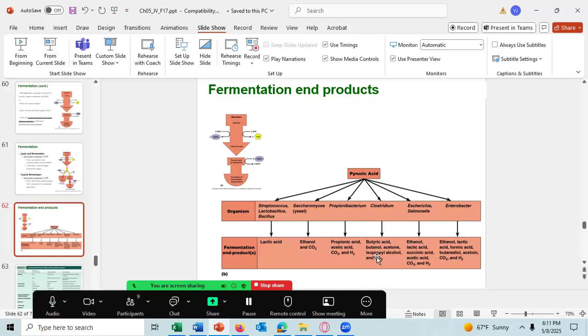Clostridium can make these products, sometimes used to make butanol, acetone, isopropyl alcohol. Salmonella, making ethanol, lactic acid, acetic acid. Enterobacter, making, I'm not seeing it here, but I think Enterobacter is one that makes vinegar. Anyway, some different fermentation reactions. Like I said, you only need to know the first two.